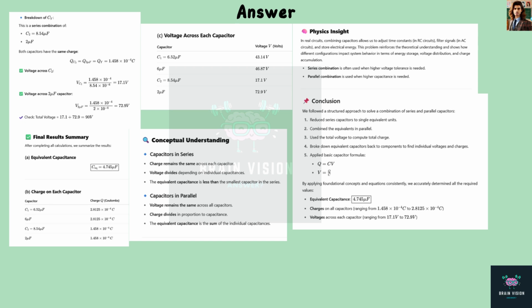By applying foundational concepts and equations consistently, we accurately determined all the required values. Equivalent capacitance, 4.745 µF. Charges on all capacitors, ranging from 1.458 times 10 to the minus 4 C to 2.8125 times 10 to the minus 4 C. Voltages across each capacitor, ranging from 17.1 volts to 72.9 volts.